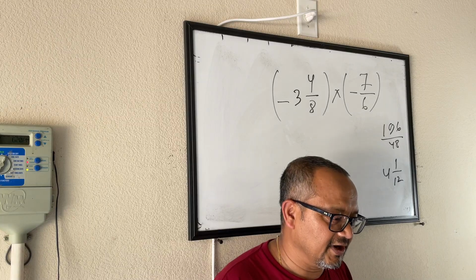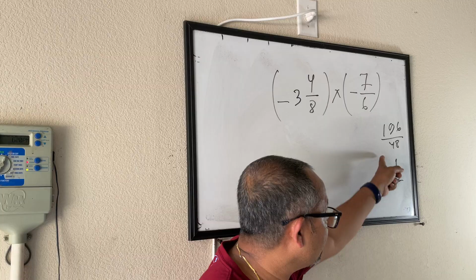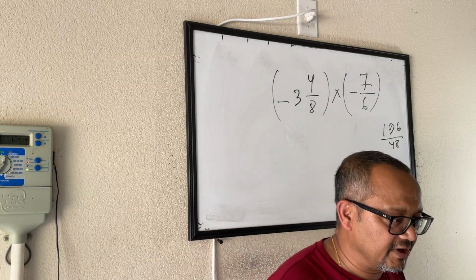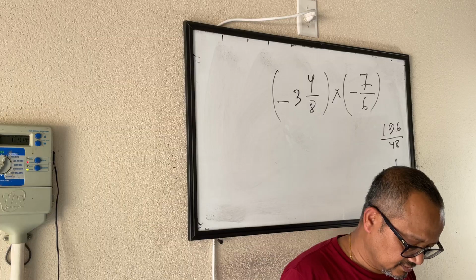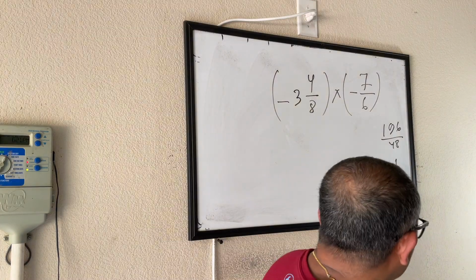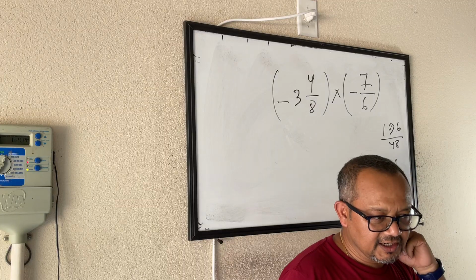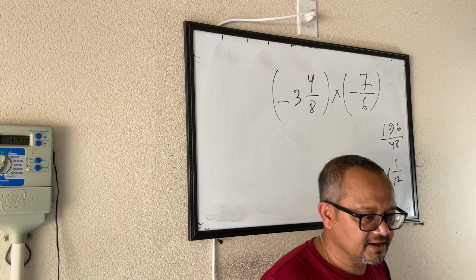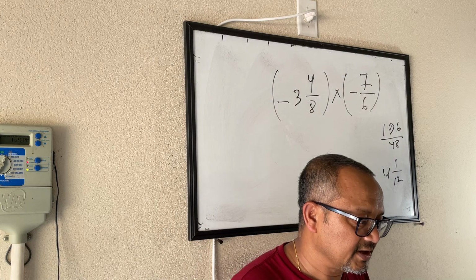Nihan, where are you? How about you, Sarah? 196 over 48? Okay. Advik, 196 over 48. Okay. All right. Yes, Gayatri. 196 over 48. How about you, Kumari?